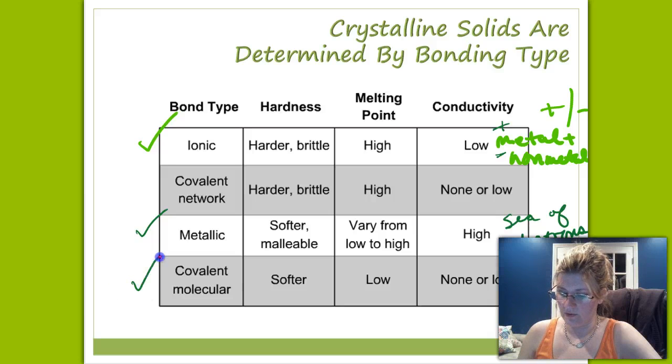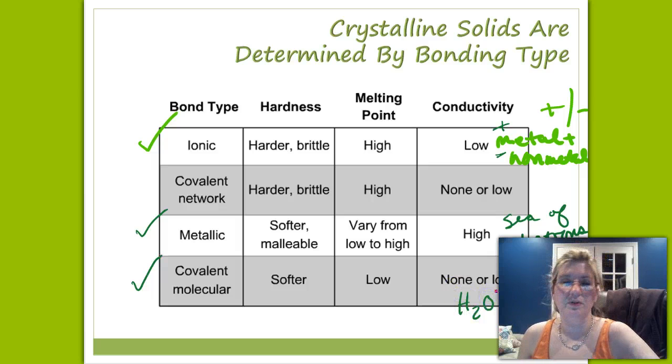We've also talked about covalent molecular substances. Covalent molecular substances are things like water. So they're bound with covalent bonds, but they have very defining intermolecular forces that kind of connect them all. Okay? And they become solids like water, for example.